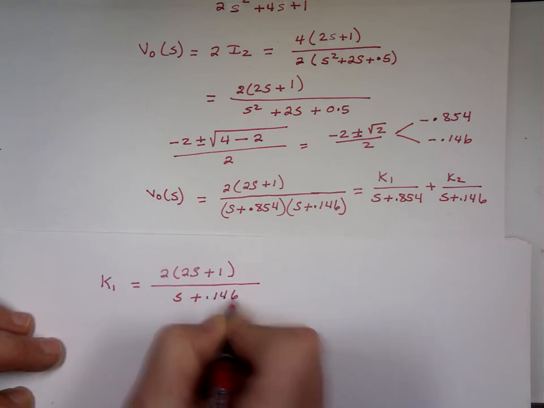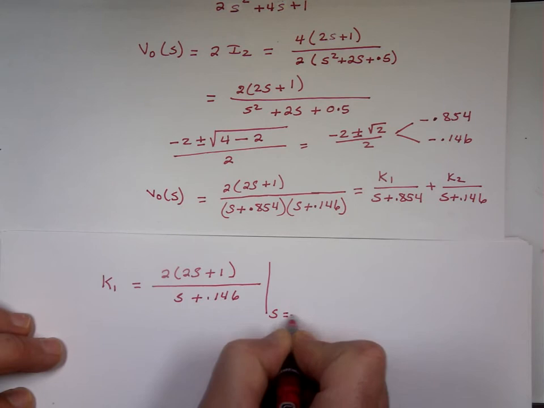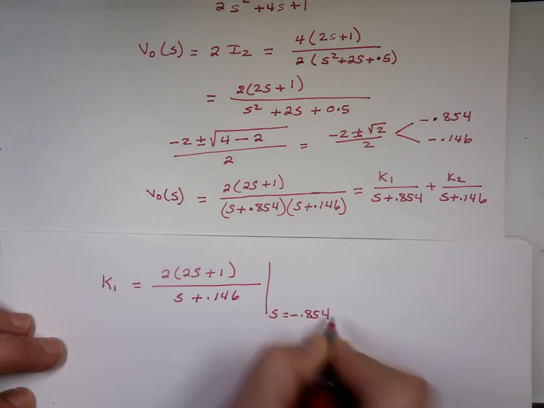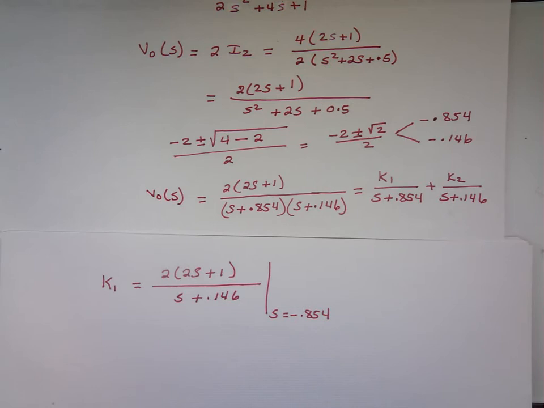When S equals what? Negative 0.854. Let's see if I can do the whole thing in one shot. 2 times, parentheses, 2 times negative 0.854 plus the 1, close parentheses, divided by parentheses, negative 0.854 plus 0.146, close parentheses. And I came out with exactly 2.